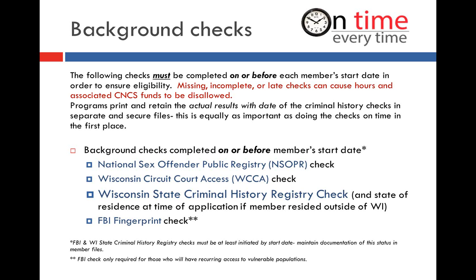The caveat is if you have a member who has resided at the time of application outside of Wisconsin, you have to run the check for the state of residence of that member. So if your member at the time of application lived in Illinois and they were coming here to serve, and they have access to vulnerable populations, you would be running 5 checks for that member. The sex offender circuit court, the Wisconsin State Criminal Registry check, the Illinois State Criminal Registry check, and the FBI fingerprint check.